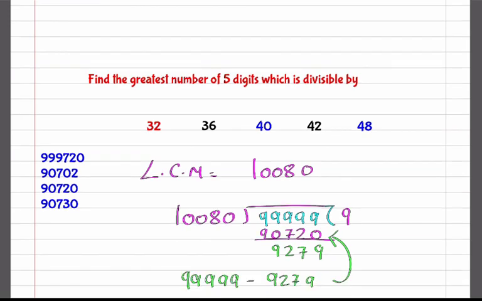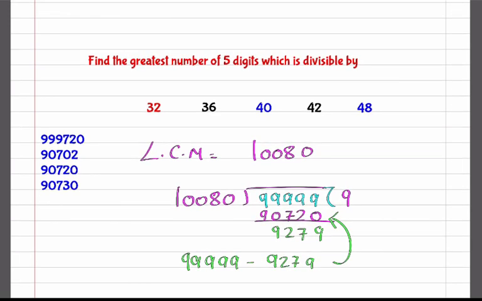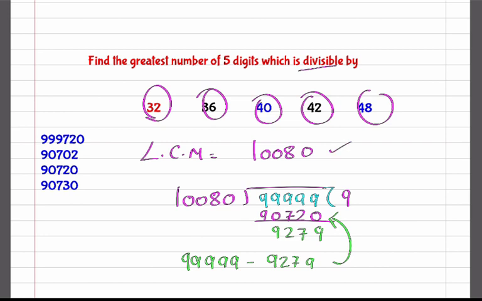Okay, so this would be the last one of my problems on this. Largest 5-digit number which is divisible by these. So I find out the LCM of these five, which comes out to be 10080. Since you are asking for the largest 5-digit number, I write it here and solve. I get the remainder to be 9279. Subtract from this, and you will get the answer as 90720. This is the largest 5-digit number that is divisible by 32, 36, 40, 42 and 48.